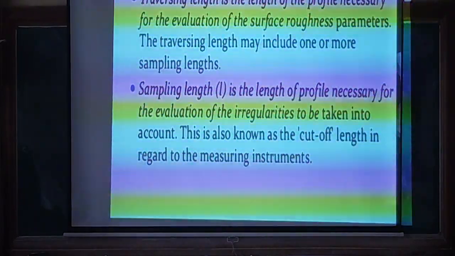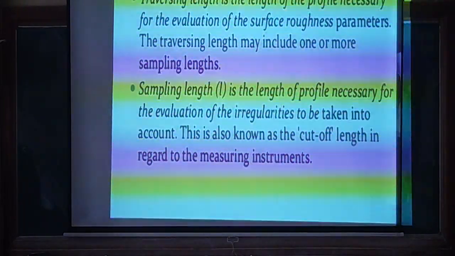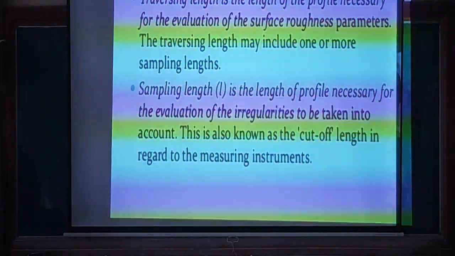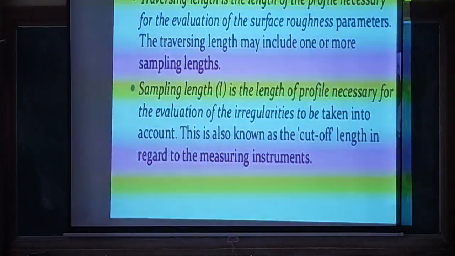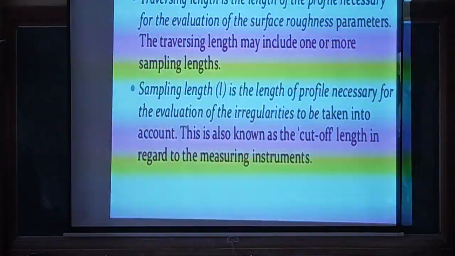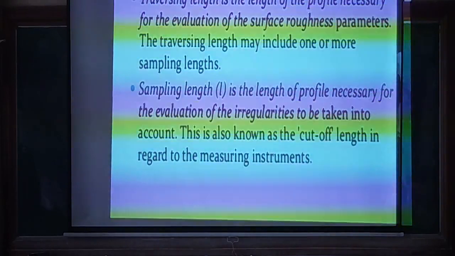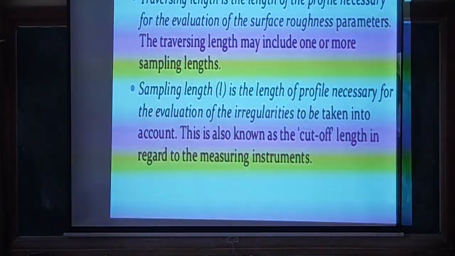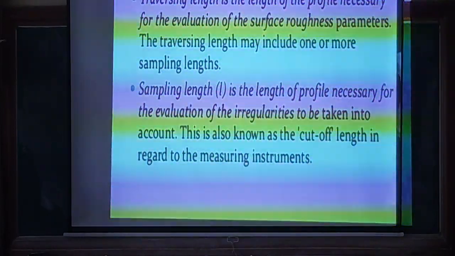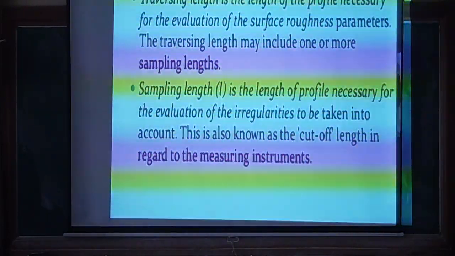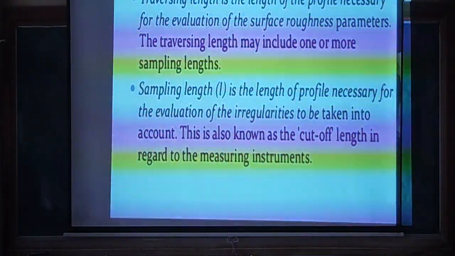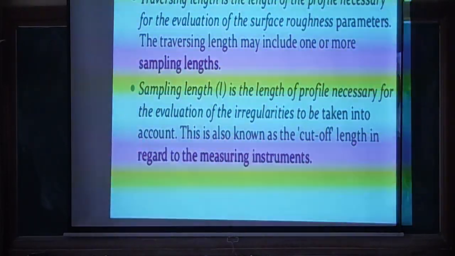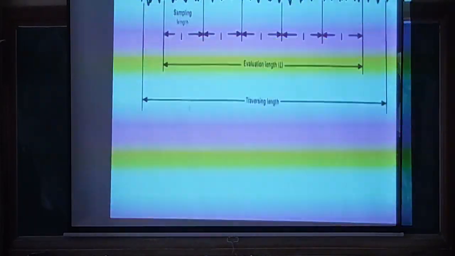Next is the sampling length. It is the length of the profile necessary for the evaluation of the irregularities. How much length of the profile you are going to take to evaluate the irregularities to be taken into account, that is what we call the cutoff length. Traversing length will travel more, but for the cutoff length, the probe will go, stop there, and come back. So that is the cutoff length, in regard to the measuring instrument. That is your sampling length. Traversing length is bigger, sampling length is shorter.